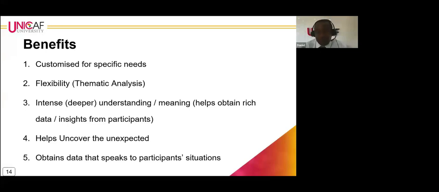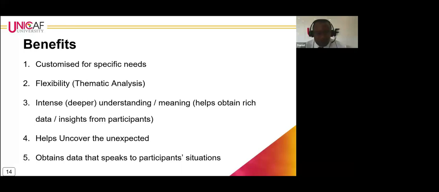So it's flexible. The third one is intense understanding or deeper meaning. Okay, so it's possible with qualitative research, you can get deeper meaning. Remember, phenomenology, lived experiences of a person. So we can get deeper insights about a person's pursuits through qualitative data analysis.